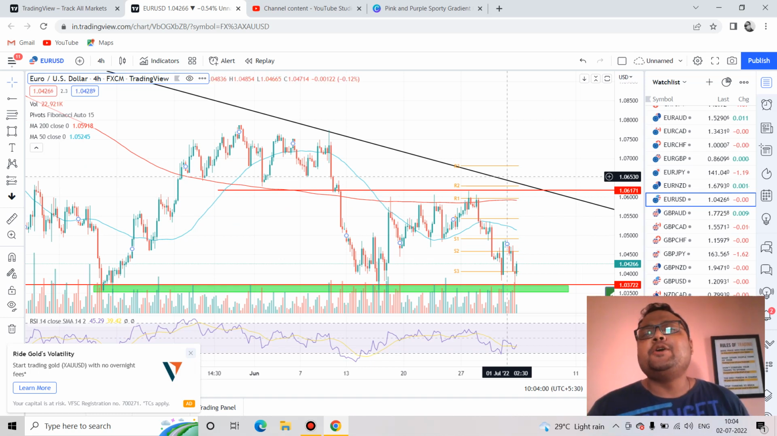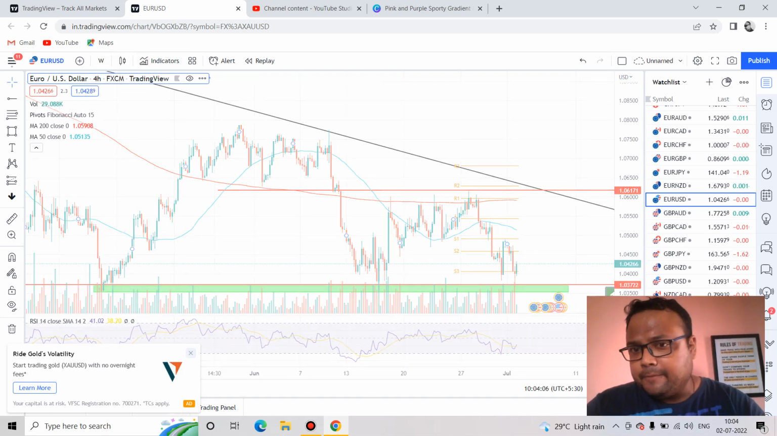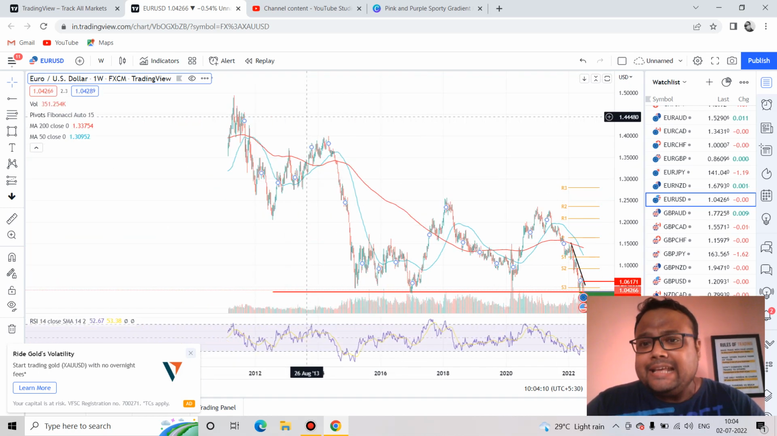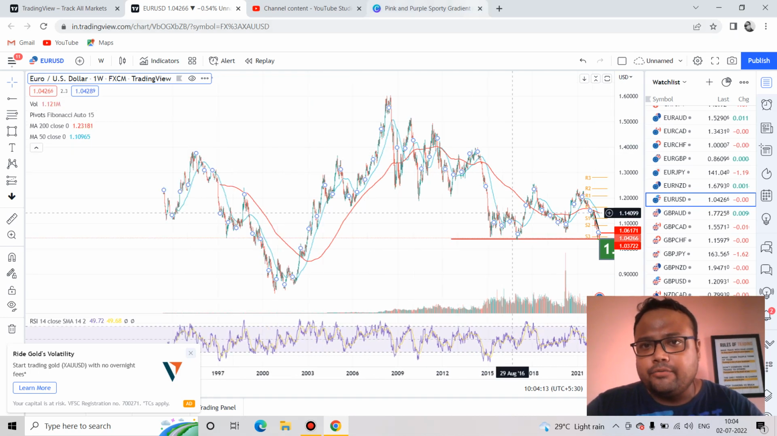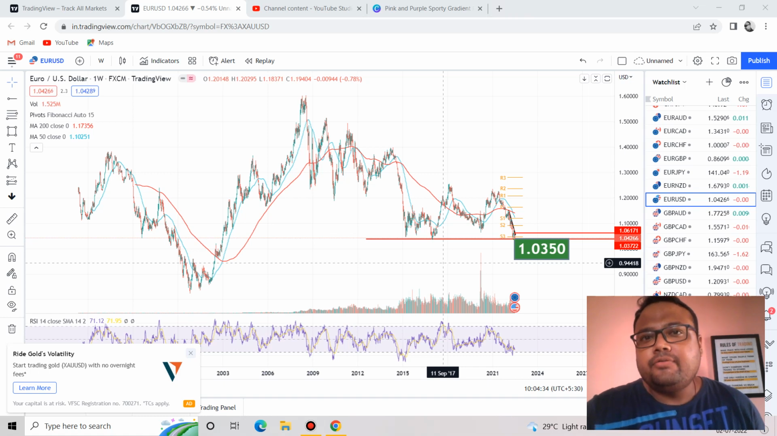As we all know, Euro USD is under extreme pressure. And if I take you to the higher time frame, we can see that Euro USD is standing at the last support here. You can see that this is the last support of Euro USD. 1.0350 is a very critical support for Euro USD.